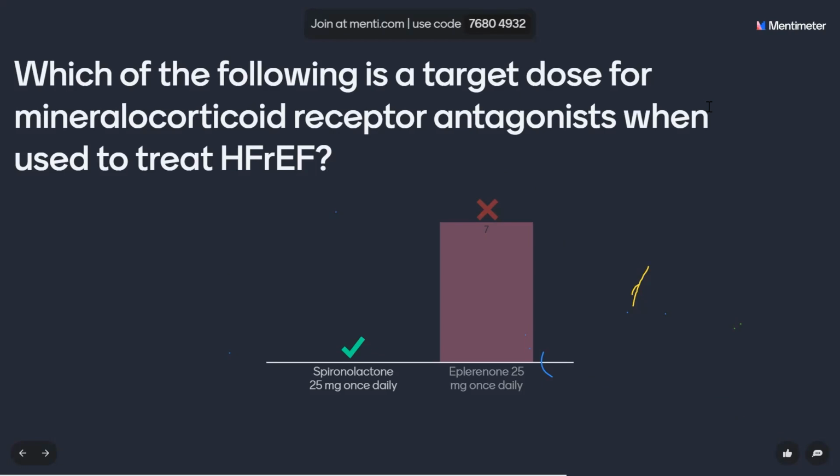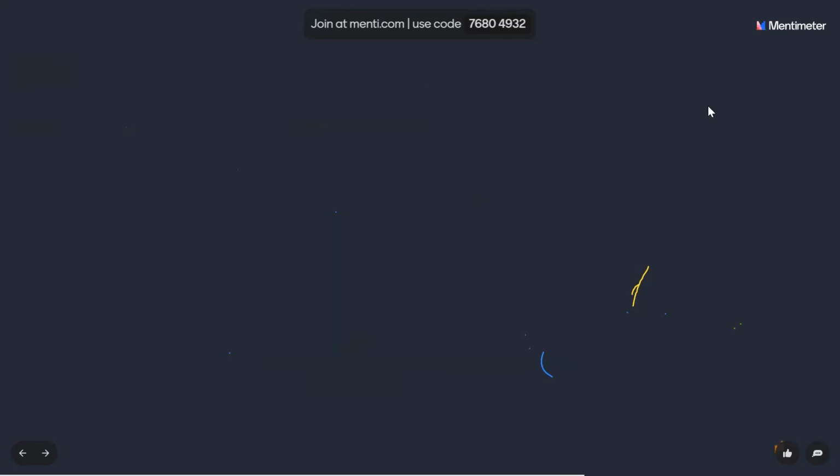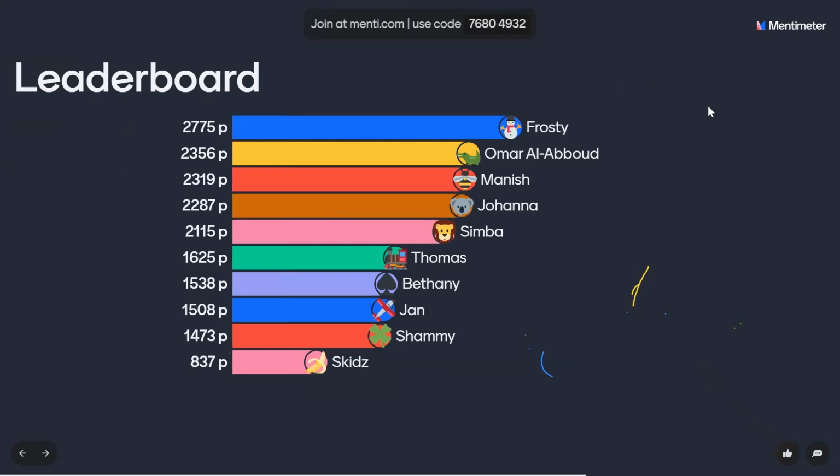Eplerenone's a little bit weaker, is the way I kind of think of it. And I do transition folks from spironolactone to eplerenone for side effect issues, and you should try to go to a higher dose when you do that. So no points for that one.